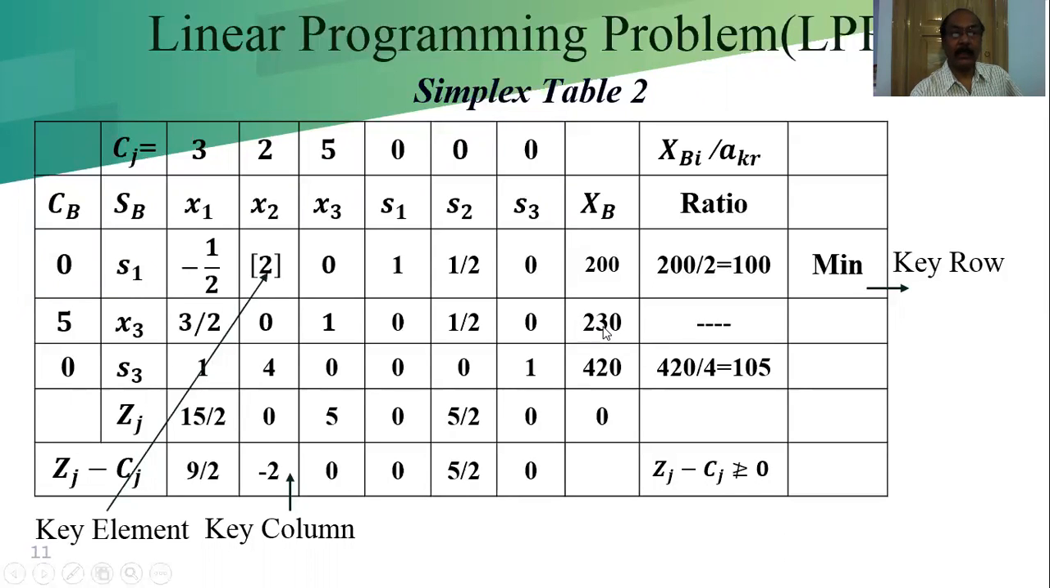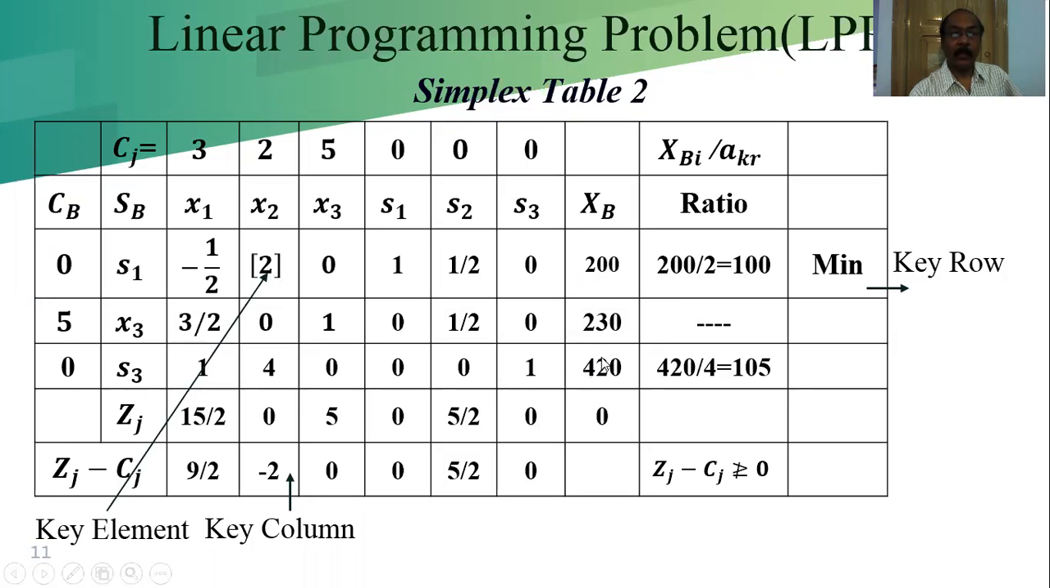I'm showing one calculation, 1 or 2, 230. What is the value in the corresponding key column? 0. So 0 into 200 in the key row divided by the 2, we will get 0. That means 230 will be unchanged. New value of 420 will be 420 minus the corresponding value in the key column 4, into the corresponding value in the key row. So 4 into 200 divided by 2, 400. That means 420 minus 400, this new value will be 20.